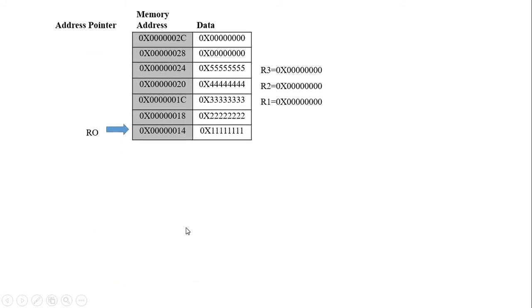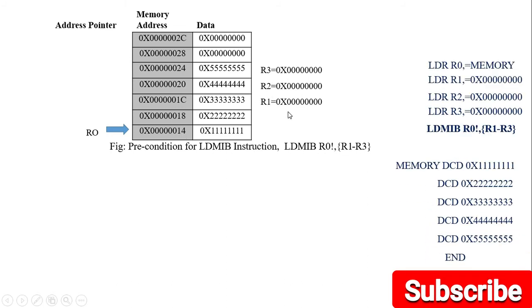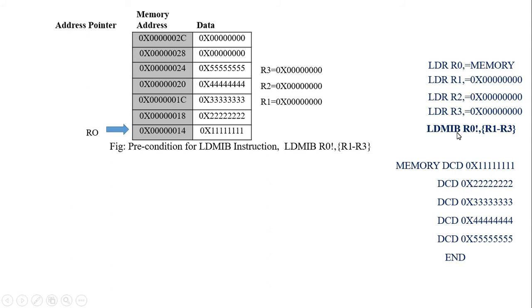Similarly, we can see how increment before executes. Here I consider the same memory locations and the same data across the memory addresses, and R0 is pointing at the starting address 0x14. Initially the R1 to R3 registers are zeros. We can represent the same thing with respect to the code also, and here I replace IA by IB, increment before. What it does is, our base pointer is first incremented, then the data in that particular memory location is loaded to the registers. That is the meaning of increment before. First the base pointer increments the memory location, then it loads the data from the memory to the registers.